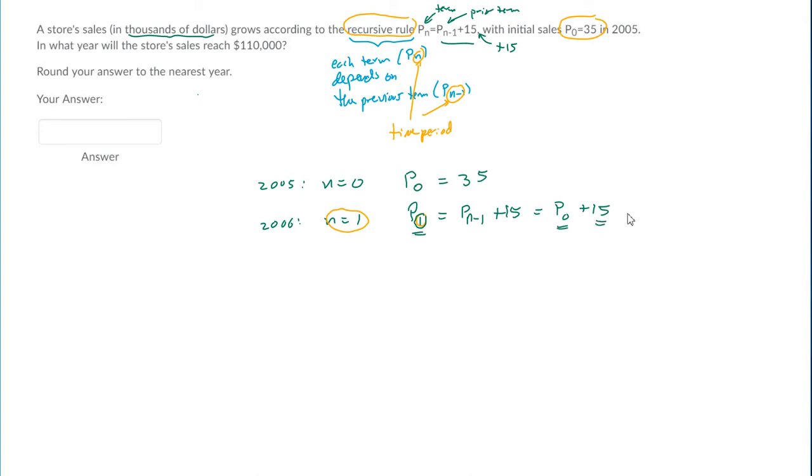Now, do I know what P0 is? And the answer is I do. It's 35. I just read it off my chart that I built. So 35 plus 15 is 50, right? And we just keep going.